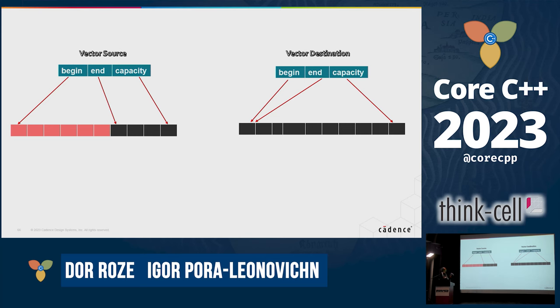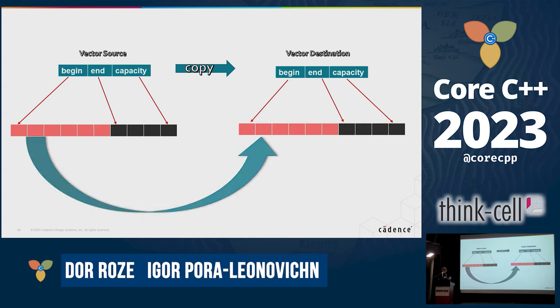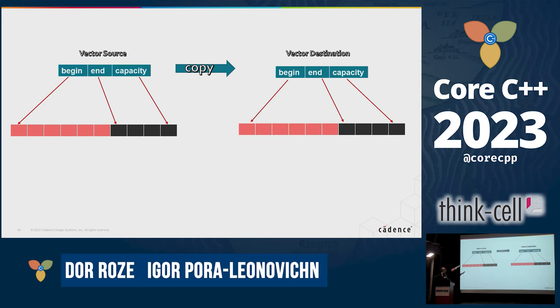So let's see an example of copying a vector. This is the operation that we want to do now. And what we need to do is call the copy constructor on each element until all objects are copied there.